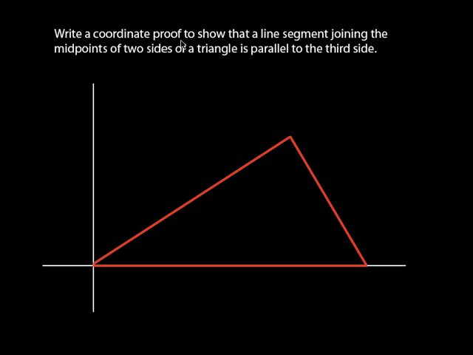And what we want to do is show that a line segment that joins the midpoints of two sides of a triangle... Well, you can take any two sides. I'm going to take this side right here, and I'm going to take this side right here, and I'm going to join the midpoints of both of those. I'll do this in a different color. Actually, let's do it in red.